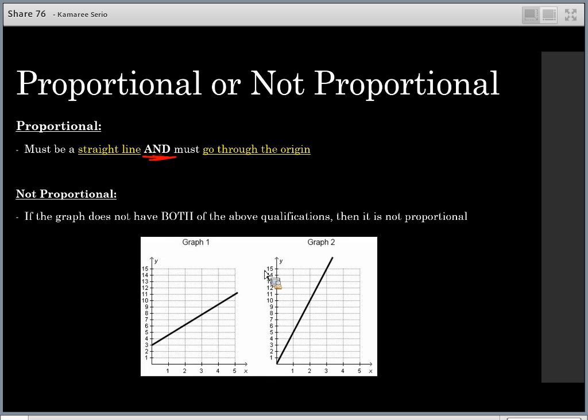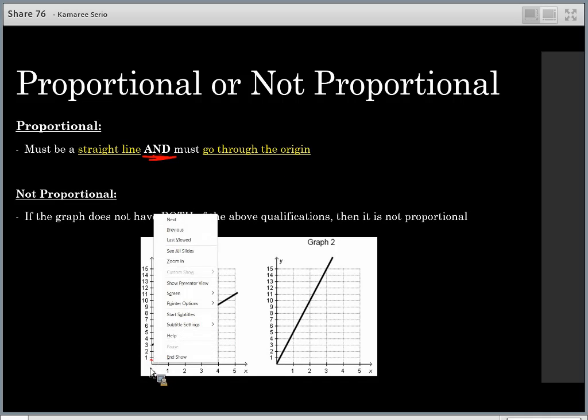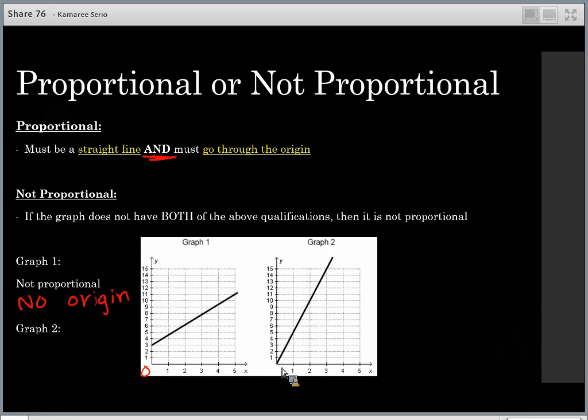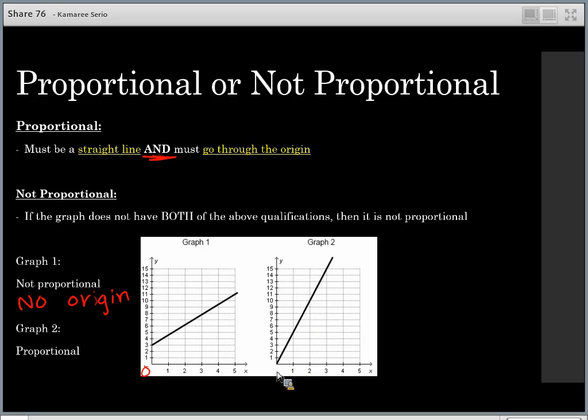So on this first graph here, let's look. Straight line. Yeah, this line is straight, and then does it go through the origin? Remember, your origin is down here at 0, 0, right here. So this line does not go through it, right? Because it's not touching the origin. So graph 1 is not proportional because it does not go through the origin. Okay, on graph 2, this is a straight line and it does go through the origin, right? This line is passing through the center, 0, 0 over here, so yes, this is proportional because it does both.